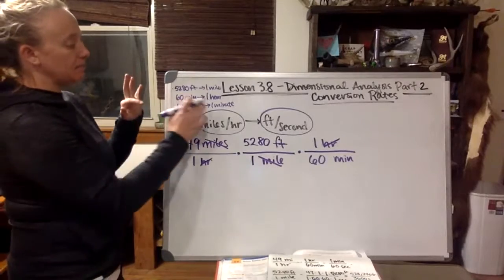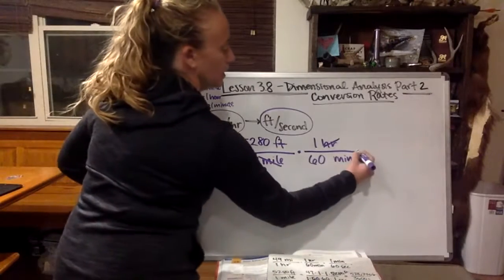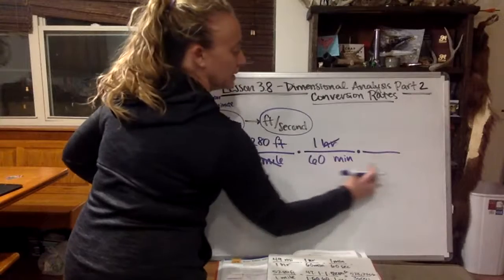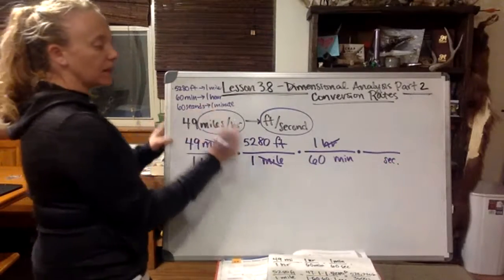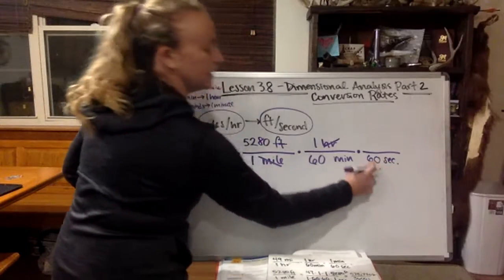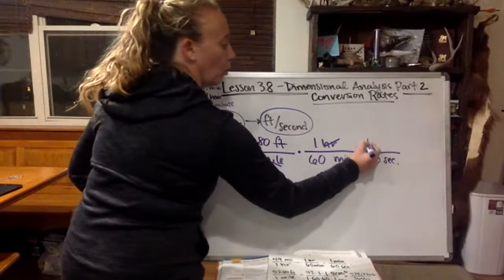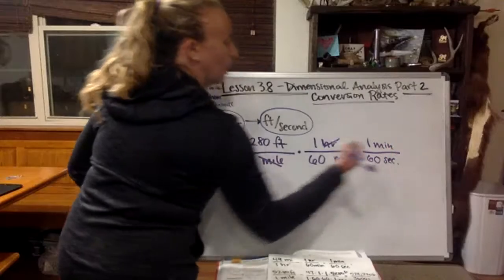But now I need these minutes to turn into seconds. So I'm going to do that same thing. Minutes need to become seconds. And 60 seconds equals 1 minute. So I'm going to write my 60 next to that seconds and 1 minute on top.